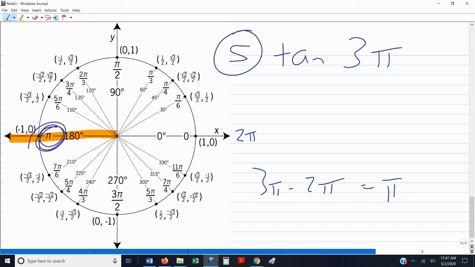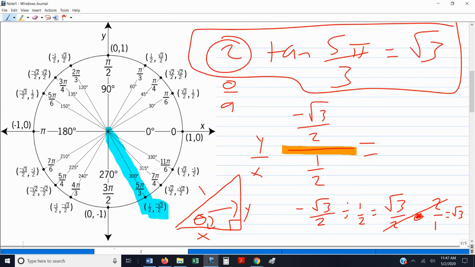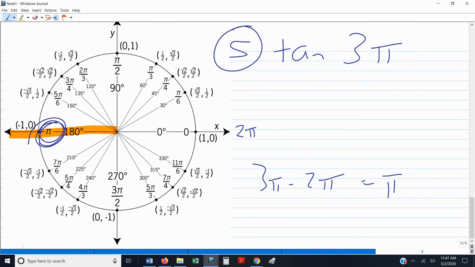And then what is the formula for tangent? We did this one already. Tangent is y over x. Remember, we showed the triangle last time, so I won't do that again. Tangent is y over x. So all you have to do is take the y value, which is 0, over the x value, which is negative 1. 0 divided by negative 1 is 0.